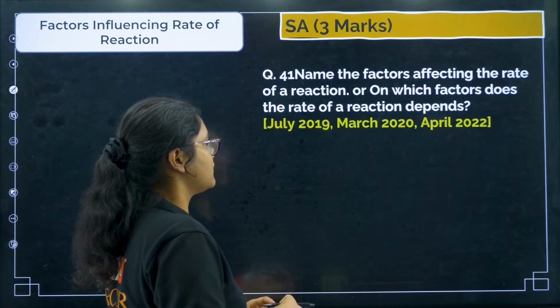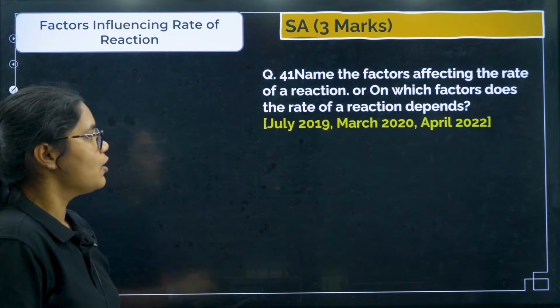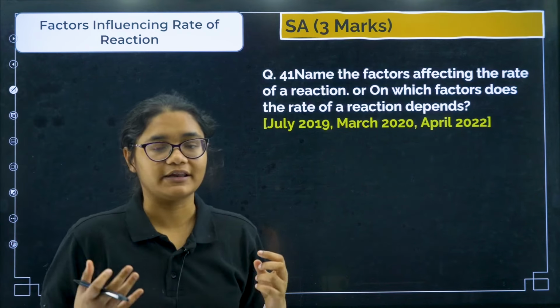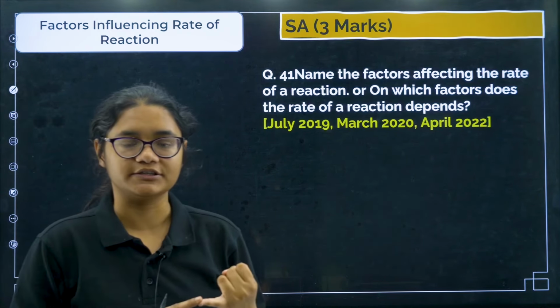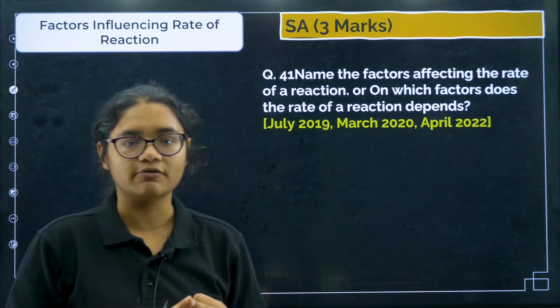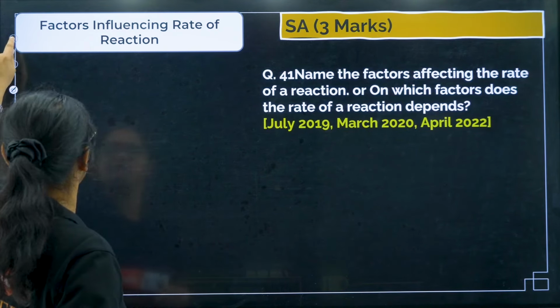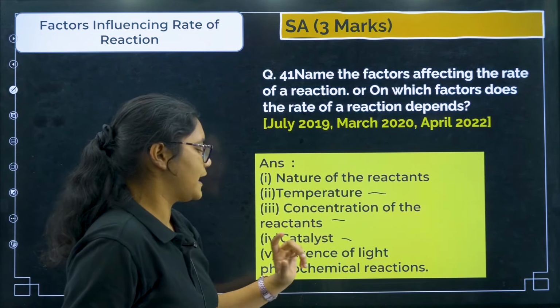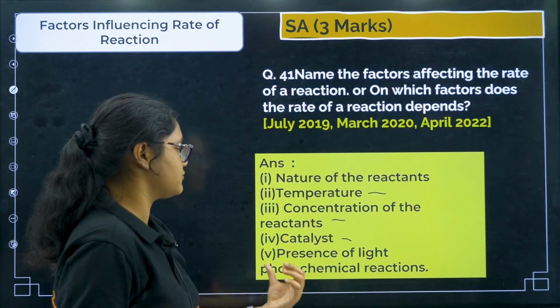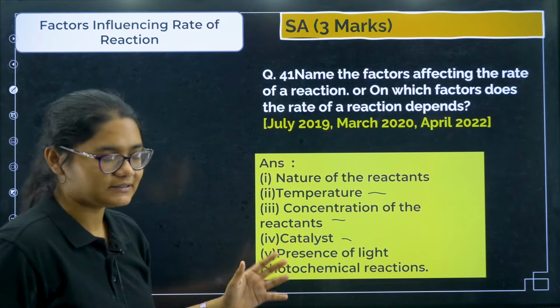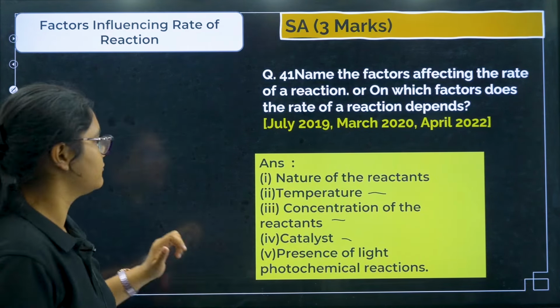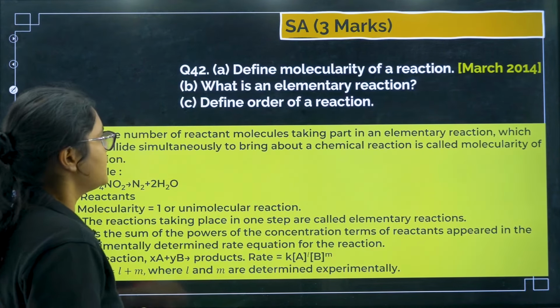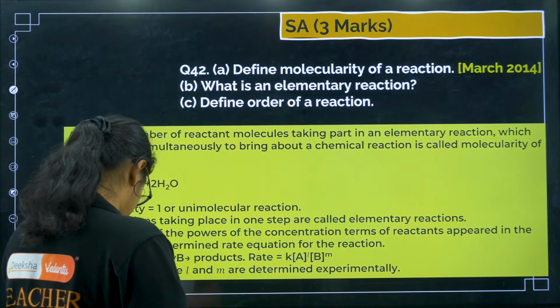So name the factors affecting the rate of a reaction, or on which factors the rate of a reaction depends. So it depends on concentration, temperature, presence of catalyst. Okay, these are the 3 important factors you should be writing: temperature, concentration and catalyst. Others are also there, presence of light, nature of the reactants, but I feel these are the best factors that you can remember. Next, define the molecularity of a reaction.